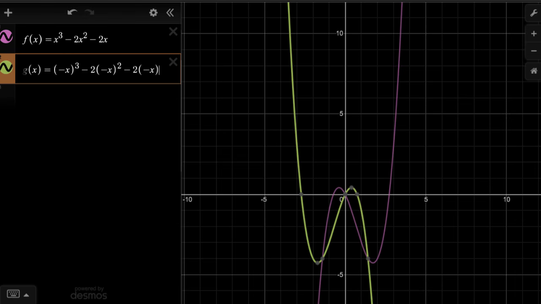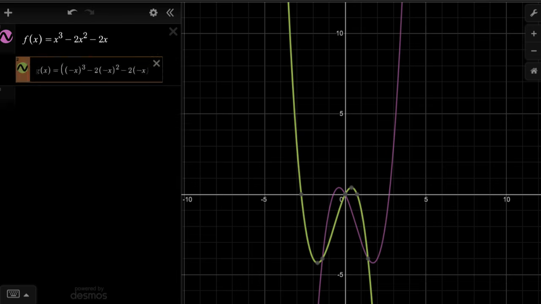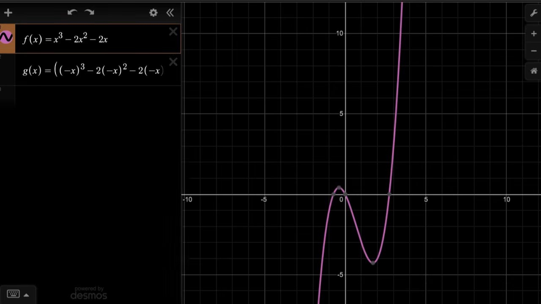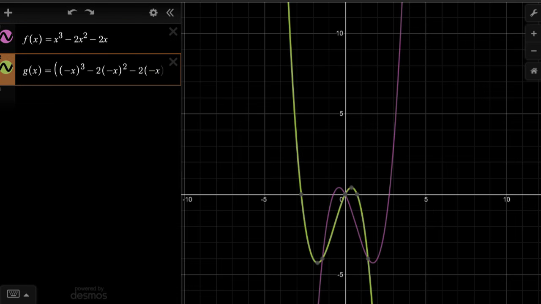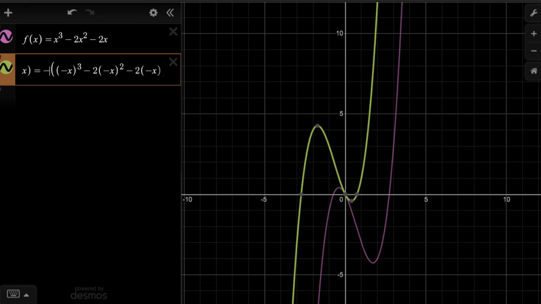And if we wanted to flip it over both the x and y axes, well, we've already flipped it over the y-axis. To flip it over the x-axis as well, I would just put a negative out front. So I put a negative out front, and there you have it. This flipped it over both the x and y-axis. You can do them in either order, and you will get to this green curve.